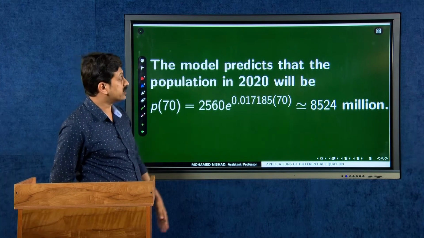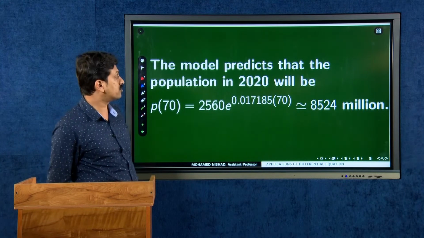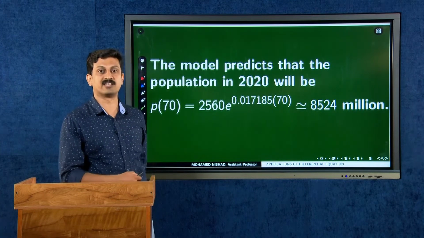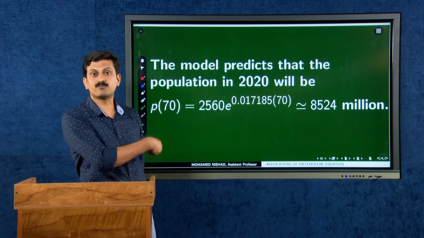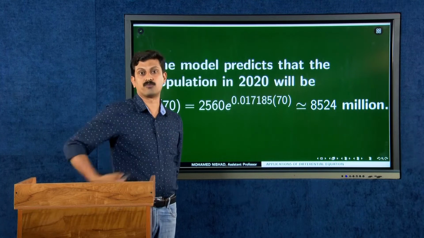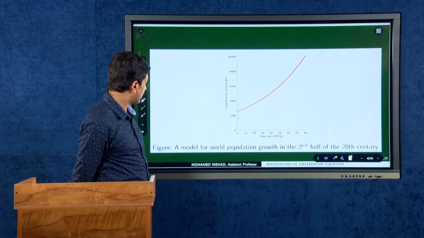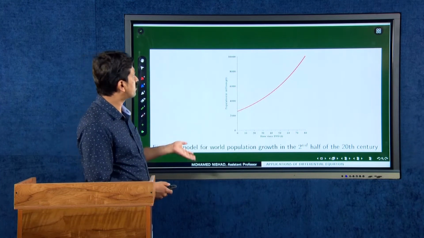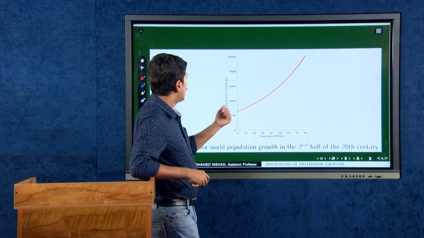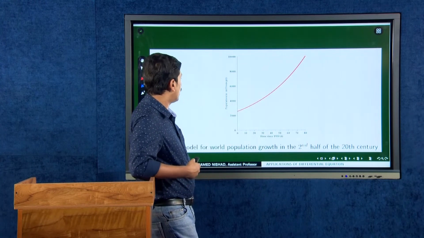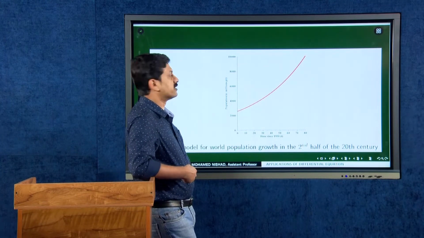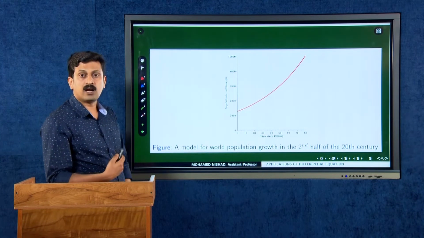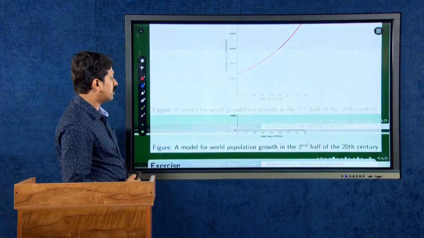So, definitely that value is approximately equal to 8,524 million people in the world according to this population growth model. Okay. Find the model population growth in the second half of the 20th century. Actually, this is the graph of the population model. Fine. So, approximately these both are equal, no problem.